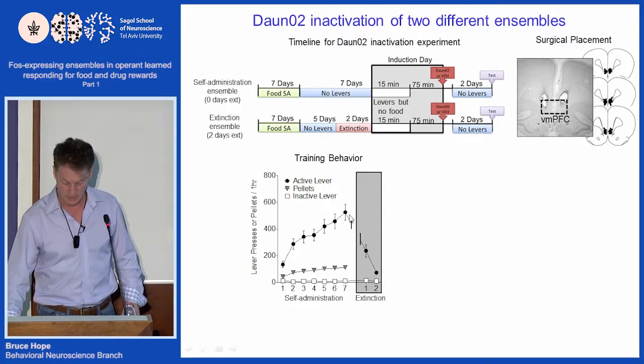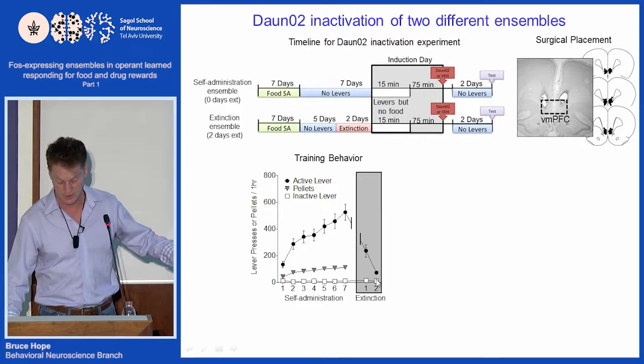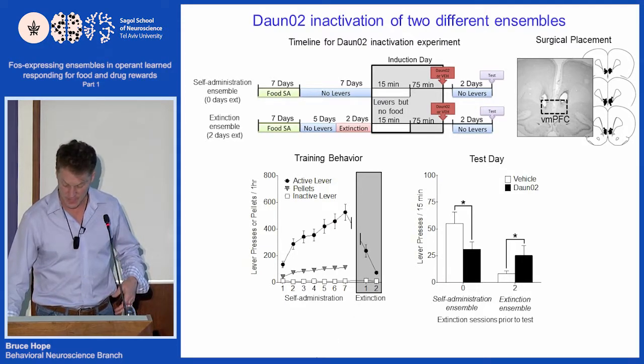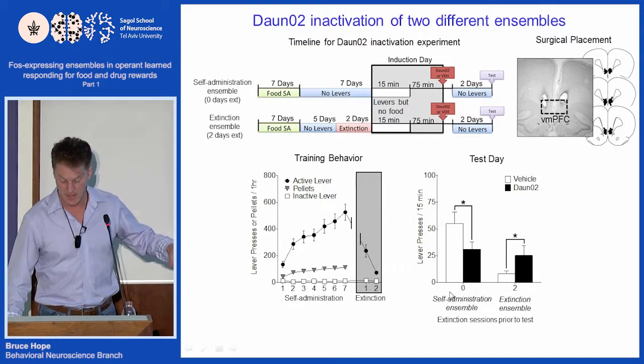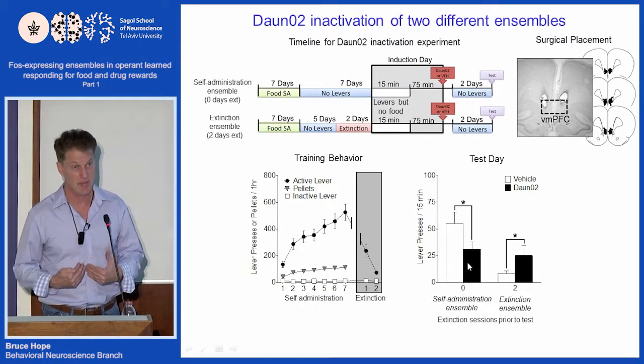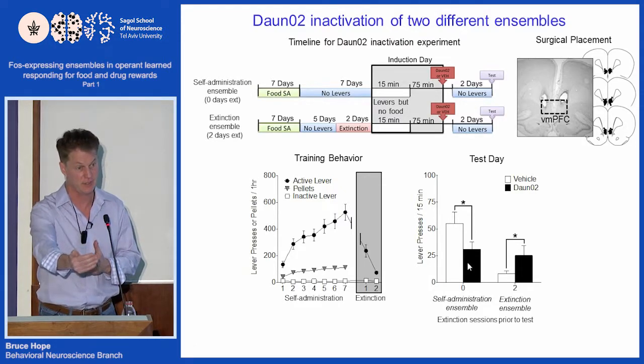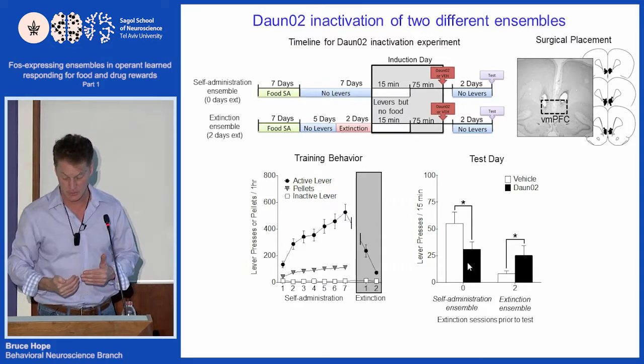You see the lever pressing increases during training and decreases during the initial extinction. But on test day, when you look at the animals that did not get extinction, and that is where we're reactivating the self-administration ensemble, what you see is that Daun02 will decrease lever pressing, is what you would expect anyways if you're ablating or killing off the neurons that are responsible for that particular self-administration memory.